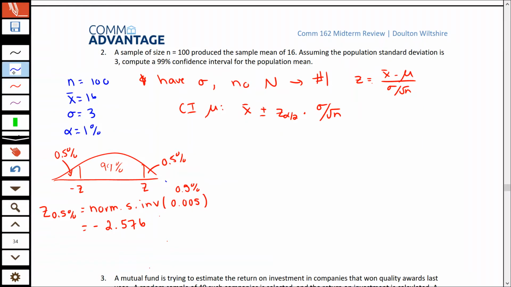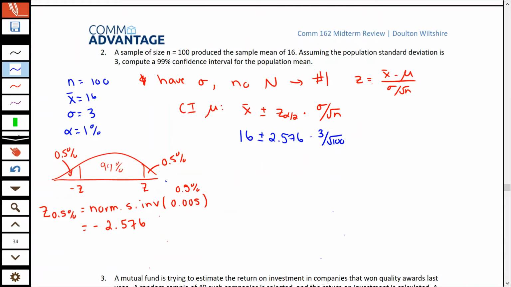So when we populate our formula, the sample average is 16 plus or minus 2.576. Our standard deviation is 3 divided by the square root of our sample size, which is 100, and we're going to calculate the positive, using the plus, so 16 plus this 2.576 times 3 divided by the square root of the sample size, and then we're going to go minus, and we're going to get our lower bound and our upper bound. So our confidence interval here is 15.23 as our lower bound, and 16.77 as our upper bound.